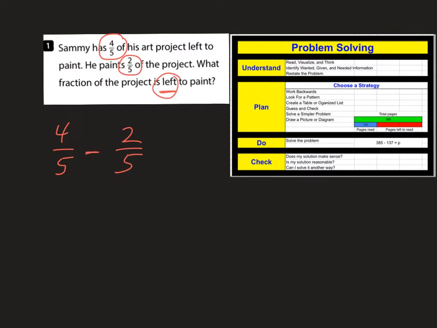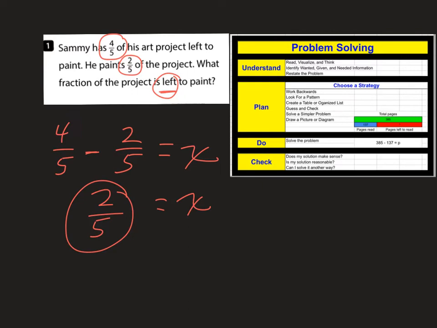So this is what he started with, 4/5, and this is what he did. So what does he have left? I'm going to put x for my variable, my unknown value. So we have set up our problem. We have our equation with our variable. Let's go ahead and find our variable. So x equals, remember your denominators stay the same, and 4 minus 2 will give me a difference of 2. He has 2/5 of a project left.